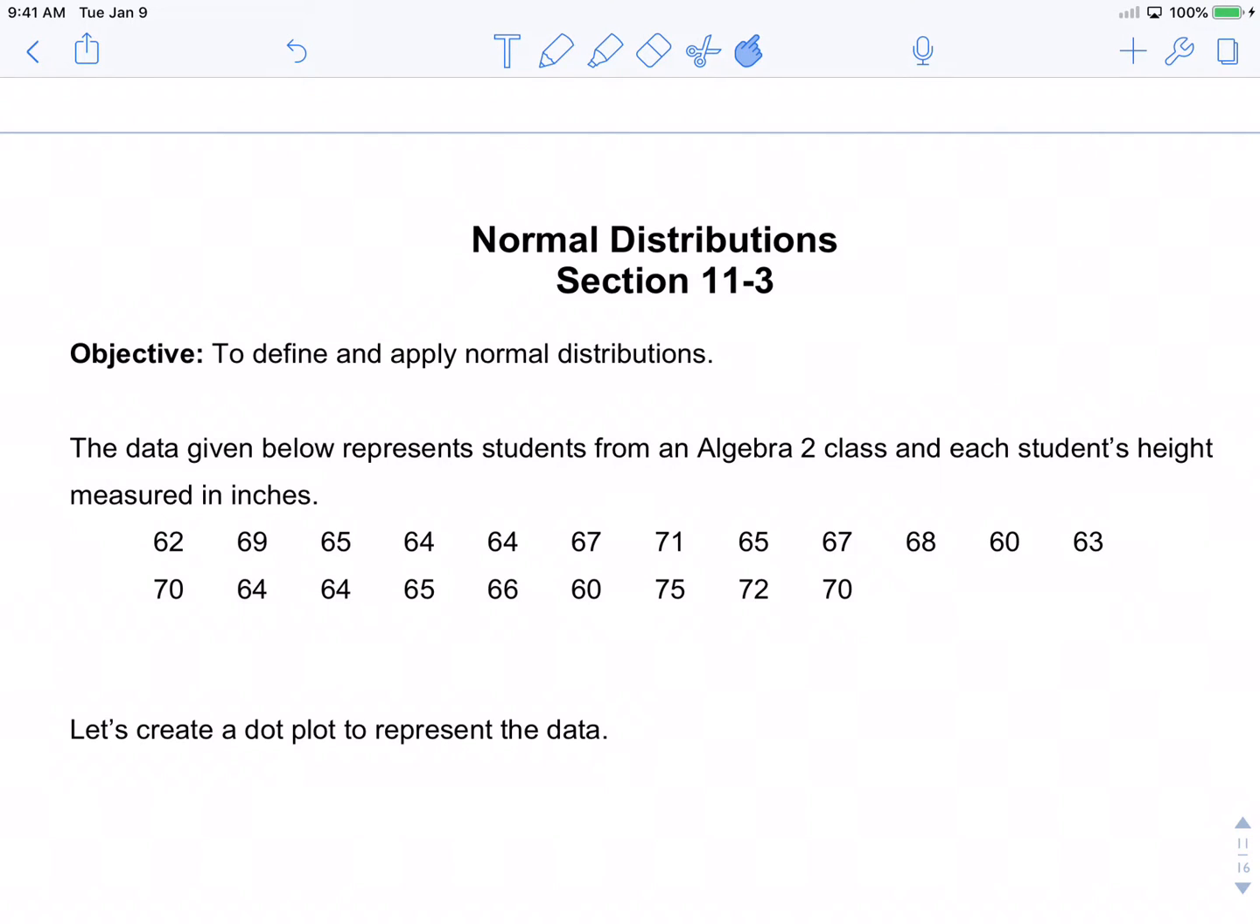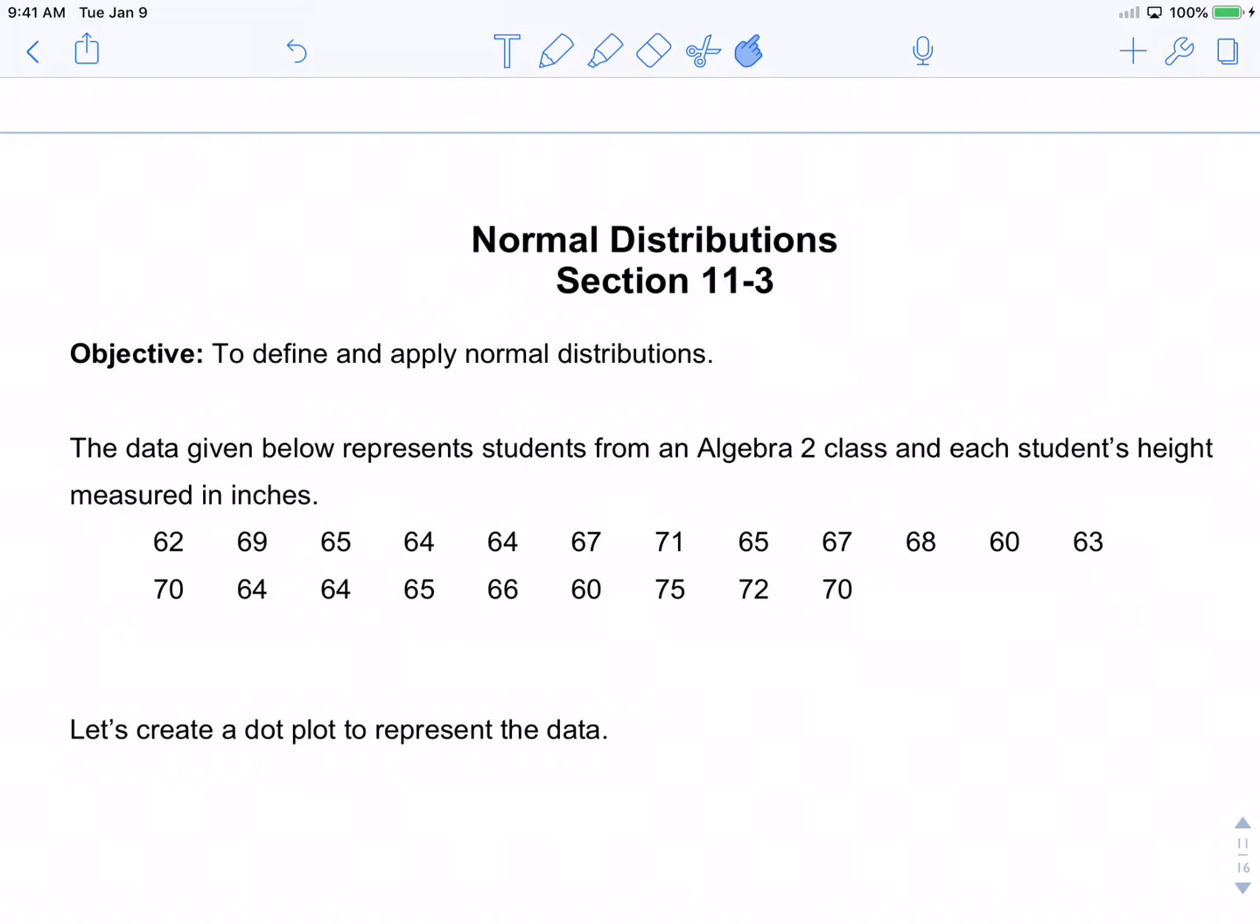Today we're going to look at normal distributions. So yesterday we talked about distributions of data, and we specifically looked at dot plots and also box and whisker plots, trying to organize data and decide how they would be distributed based off of how the information is organized. So we're going to see if we can create a dot plot again and just kind of review that distribution.